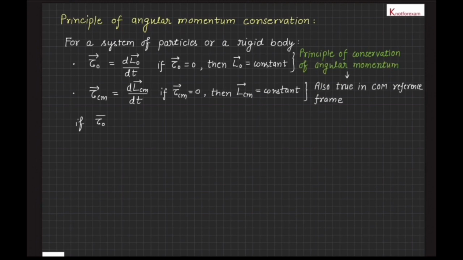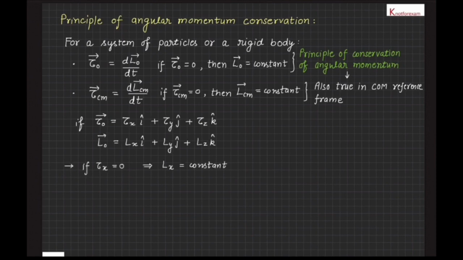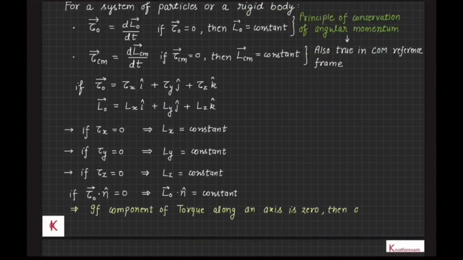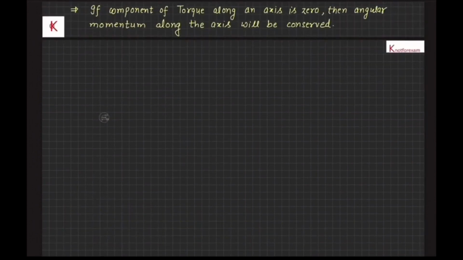If tau vector is tau x i cap plus tau y j cap plus tau z k cap, and LO vector is Lx i cap plus Ly j cap plus Lz k cap, and if tau x is equal to 0, then Lx will be constant, and if tau y is 0, then Ly is constant, and if tau z is 0, then Lz will be constant. And also if tau vector dot n cap is 0, then LO vector dot n cap will be constant. So if the component of torque along an axis is 0, then angular momentum along that axis will be conserved. Let us apply this conservation principle for angular momentum in the following examples.